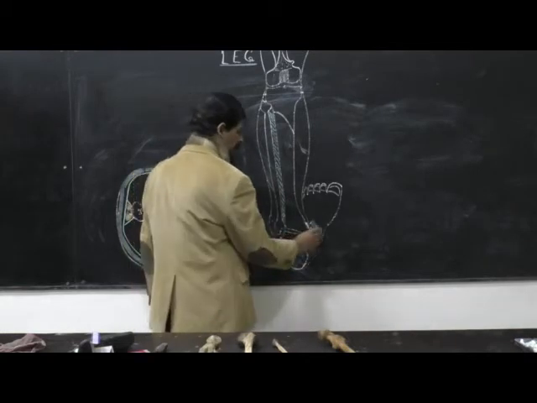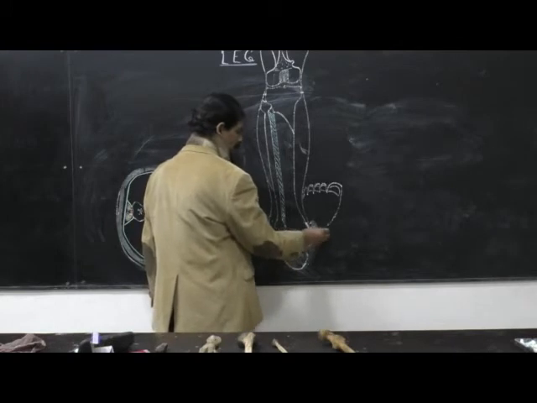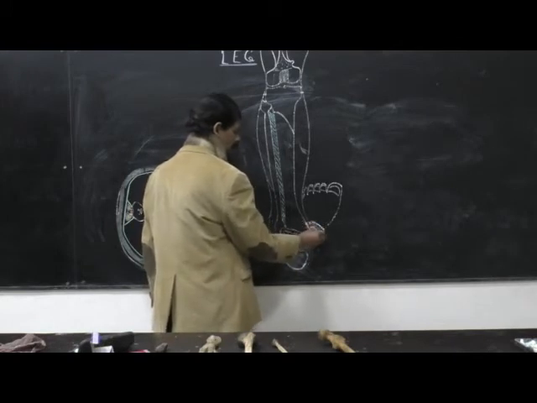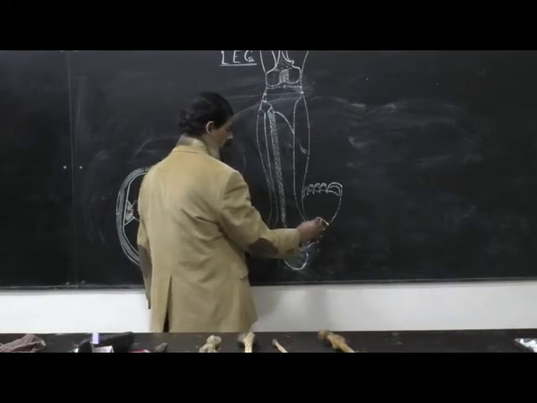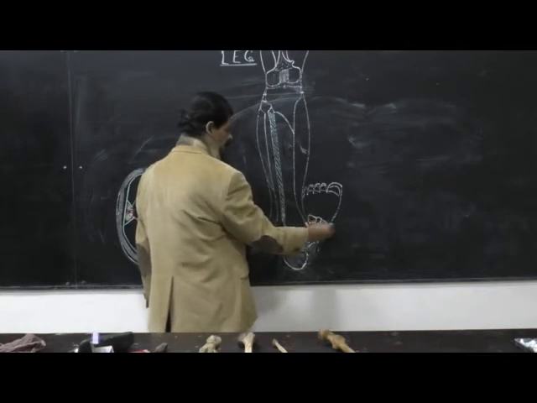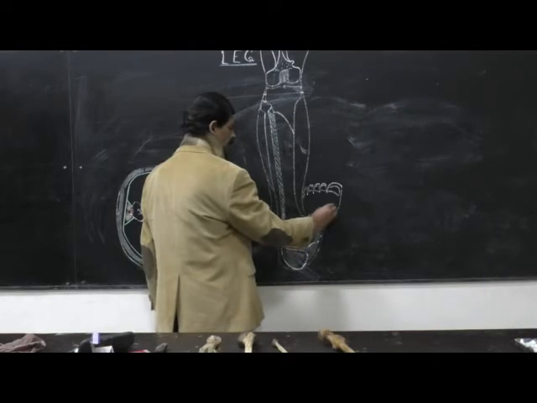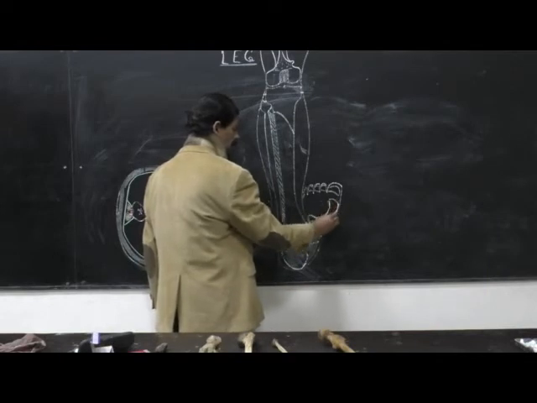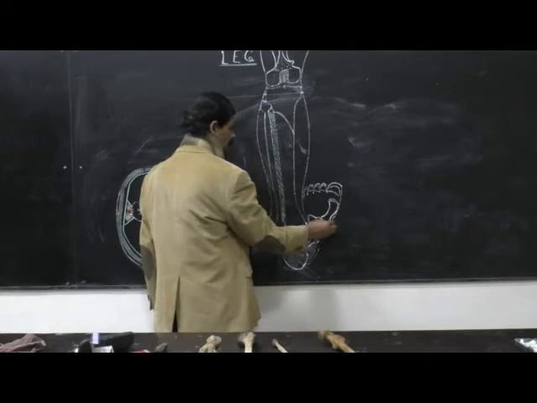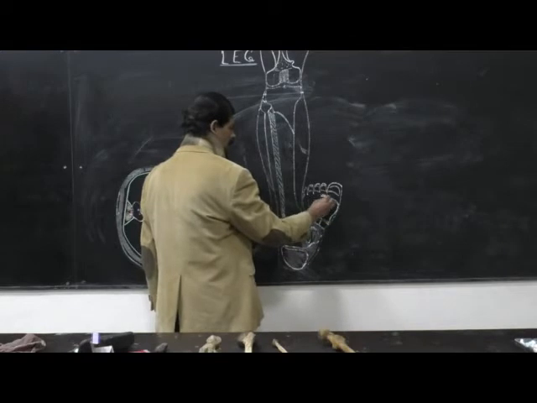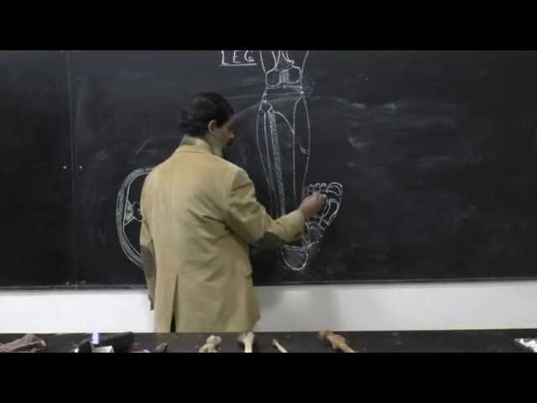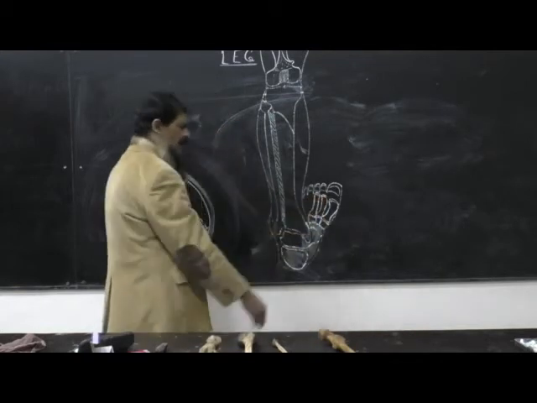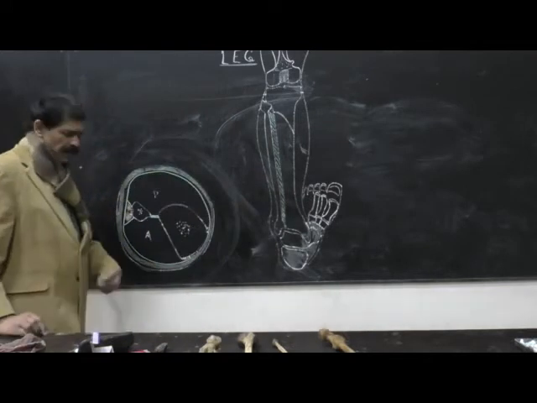Here, the head of the talus articulates with a boat-shaped bone that is called the navicular. And the navicular articulates with the three cuneiforms, the medial, intermediate and lateral cuneiforms. The medial cuneiform articulates with the first metatarsal bone, with the base below and the head above. The second metatarsal goes to the intermediate cuneiform. The third metatarsal articulates with the lateral cuneiform. So this is the medial border of the foot, continuation from the leg.